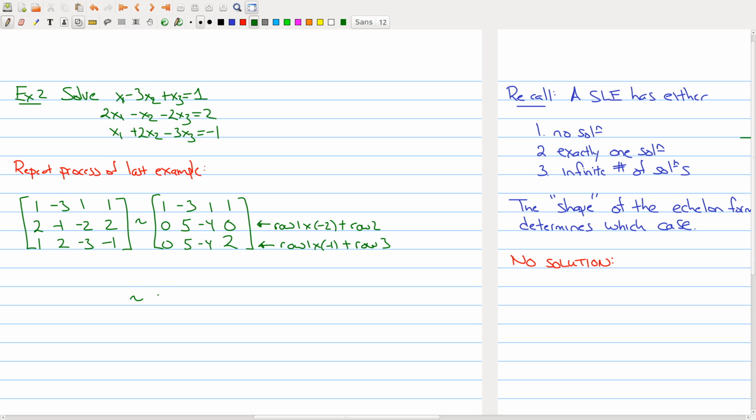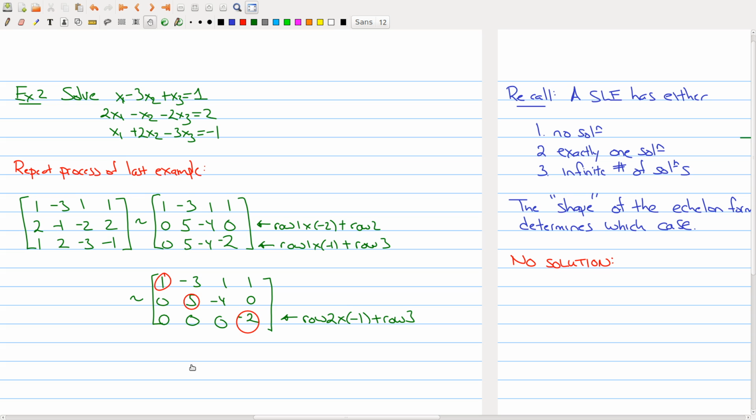So this is going to be row equivalent to 1, minus 3, 1, 1; 0, 5, minus 4, 0; 0, 0, 0, 2. Oh, and this should have been a negative 2 up here. I apologize about that. A negative 2. And this came from row 2 times minus 1 plus row 3. So that was the first part of the procedure, is just take the augmented matrix and put it into echelon form. And I'll just circle the leading entries here so we can see where they are in this particular example.